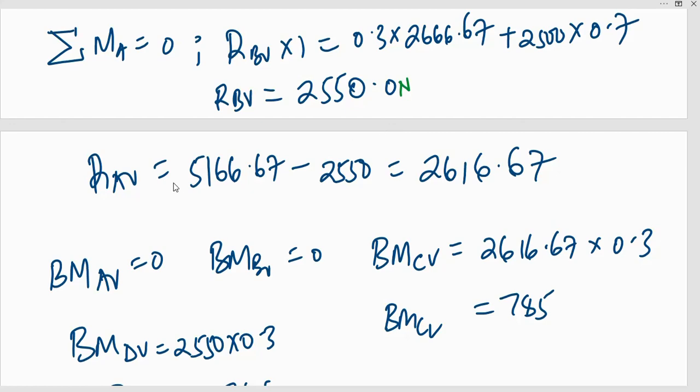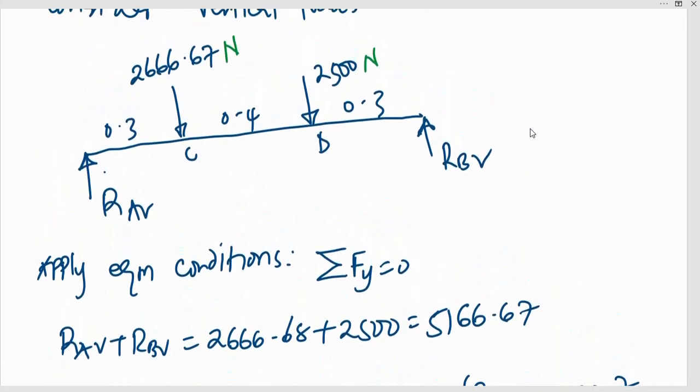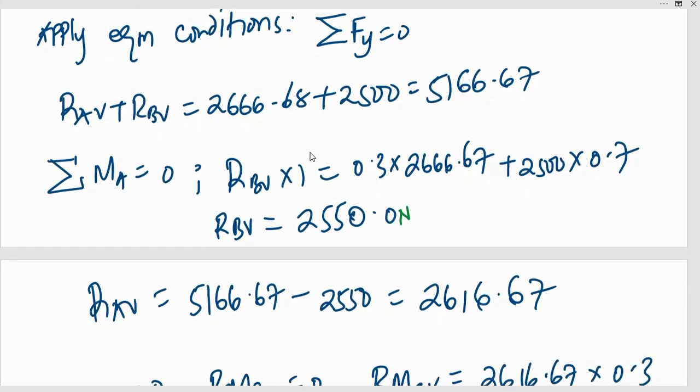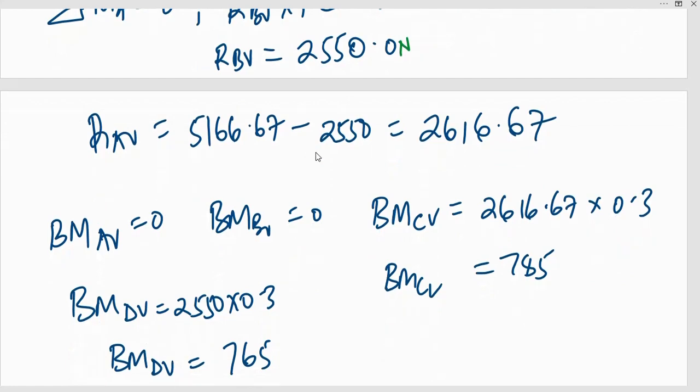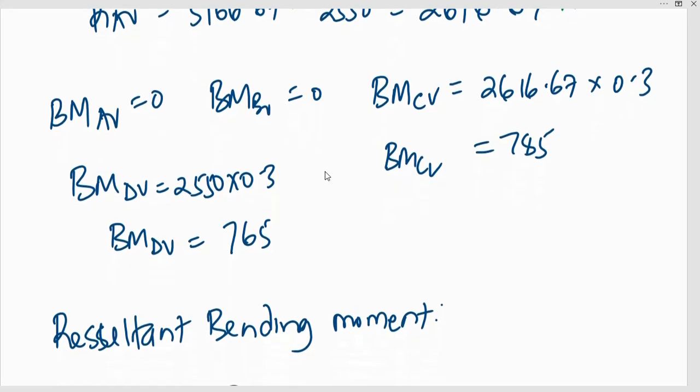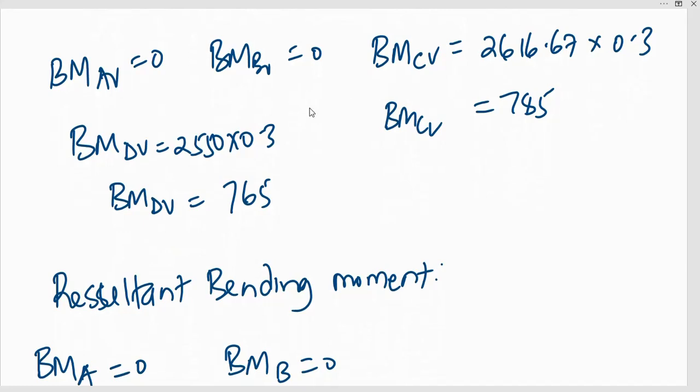Then the reaction at A due to the vertical loads will be 5166.67 minus 2550. If I use equation 1, that gives me the sum of forces in the upward direction equaling the sum of forces in the downward direction, and this gives me 2616.67 newtons. Now I need to also determine the bending moments at A, at B, at C, and at D. At A, this is at the support, and that will equal 0. At B, it is also the support, and it is also equal to 0.